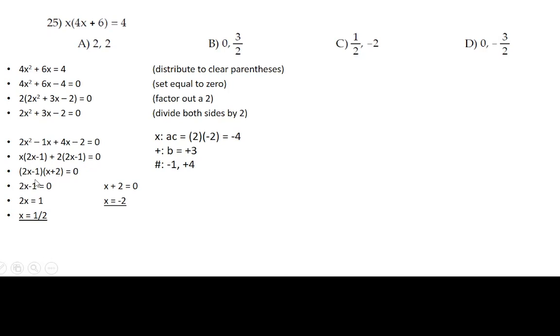We have two things multiplied together equaling 0, so set them each equal to 0 and solve. 2x minus 1 equals 0 means 2x equals 1, means x is positive 1/2. X plus 2 equals 0 means x equals negative 2. So our answers are positive 1/2 and negative 2.